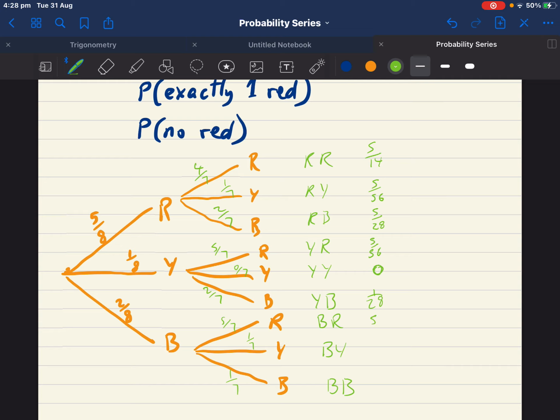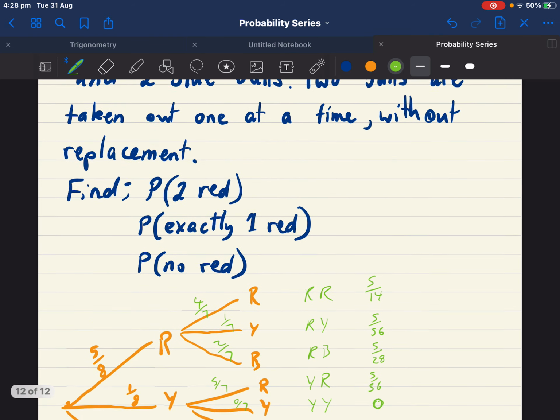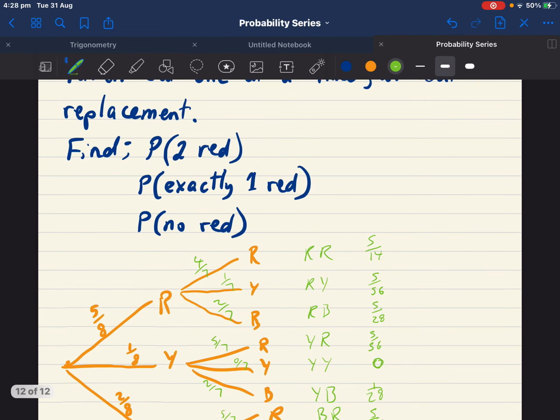What is this? 5 over 28. Blue and then yellow would end up being 1 over 28. And then we have, for the final one, 2 blues. Again, 1 over 28. Same sort of probabilities are coming up heaps here, to be honest. All right, so there we go. We finally did it. Took me way too long, but let's finish off this question.